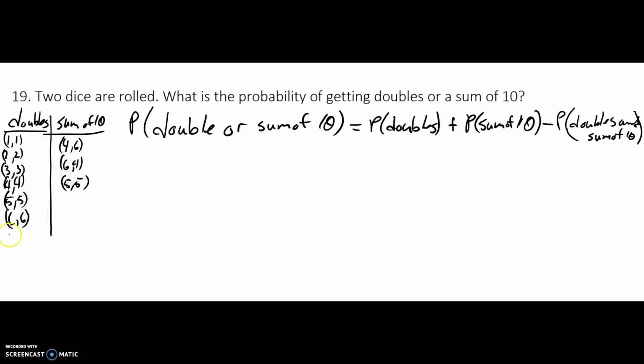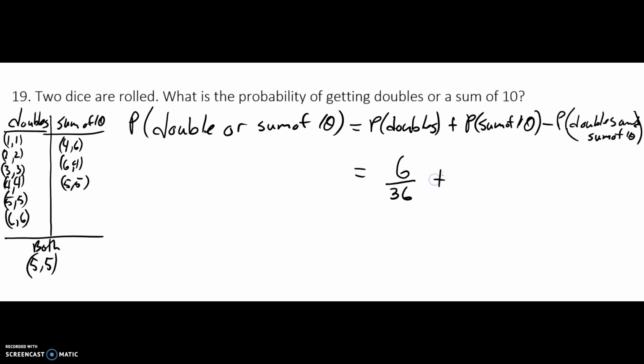Okay? And then I'm also looking at a situation here in terms of, what about both? Well, the only one that shows up in both of them is the 5 and 5. So you could just go ahead and take it out of the others and count it separately, or since I already wrote this formula, they're doubles. There are going to be 6 different ways that I could get doubles, so that's 6 out of 36 because there's 2 die being rolled here.